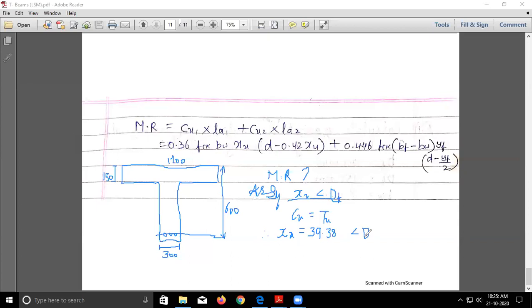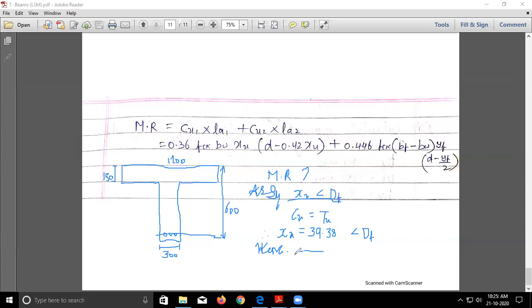Absolutely no doubt about that. This XU is less than DF. So what does this imply? Hence our assumption is correct. So you can write: XU is less than DF, hence our assumption is correct. And then we will find out what else we have to check apart from this. If you have listened carefully to the theory lecture, what else do we have to check after this?